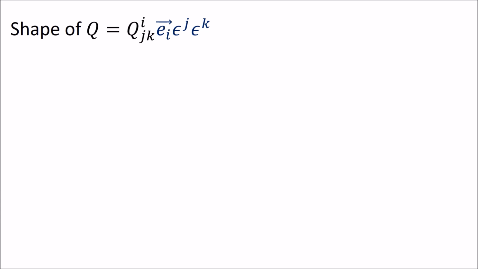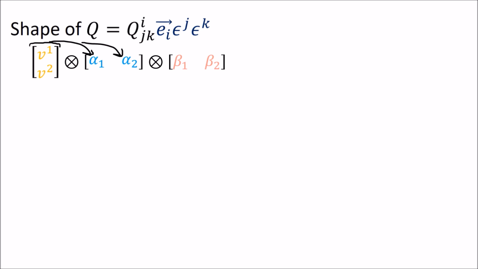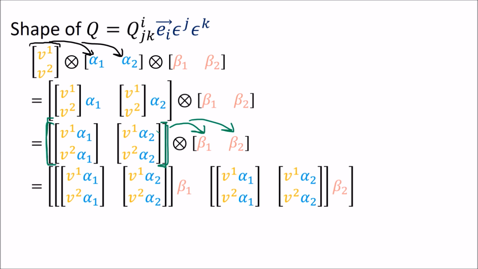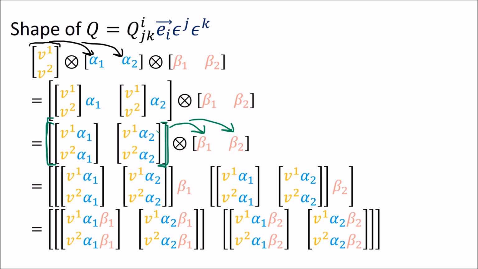Okay, and we're going to do the same thing with Q. So Q has one vector part and two covector parts. So we'll need to take the Kronecker product of a vector array and two covector arrays. And we just distribute this over the first Kronecker product, and we get that. And we again distribute this entire array on the left into all the entries on the right, and we get this. So the array for Q is a row of rows of columns.